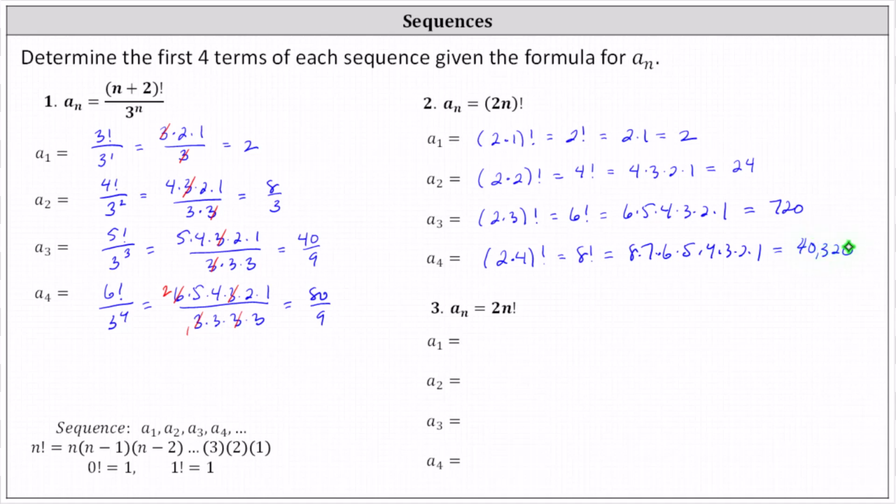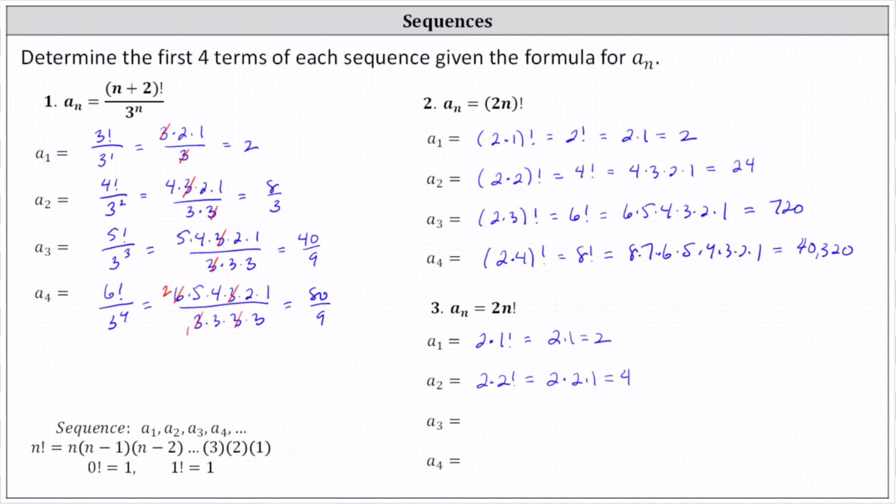And now for number 3, we have 2n factorial, or 2 times n factorial. To determine a sub 1, we substitute 1 for n, which gives us 2 times 1 factorial. 1 factorial equals 1. 2 times 1 is equal to 2. A sub 2 is equal to 2 times 2 factorial. 2 factorial is equal to 2 times 1, giving us 2 times 2 times 1, which equals 4.